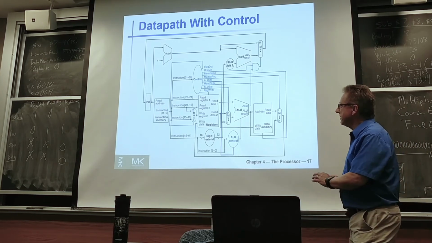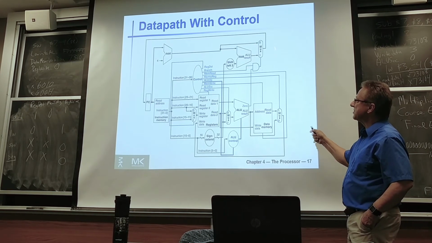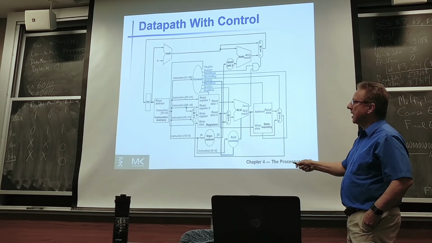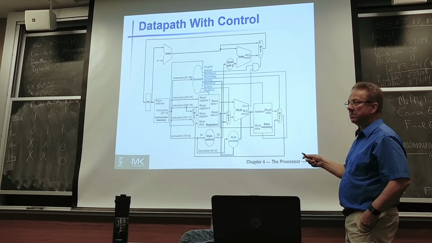Well, if the 0 flag is true, then that's going to tell this logic up here to take this calculated target address and write it back into the program counter instead of just the +4 value. Okay, so that's what that's used for.